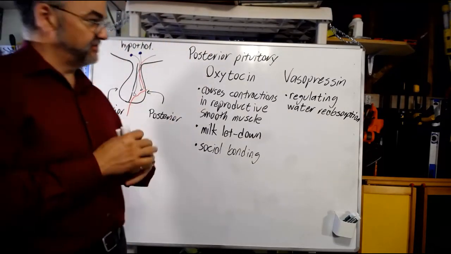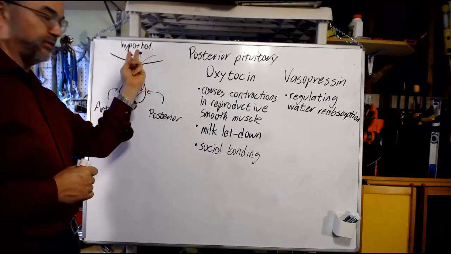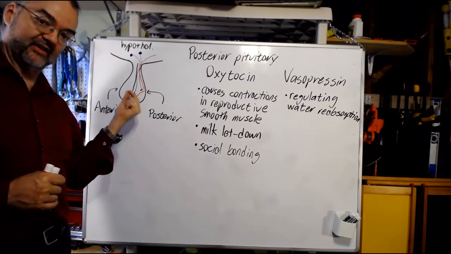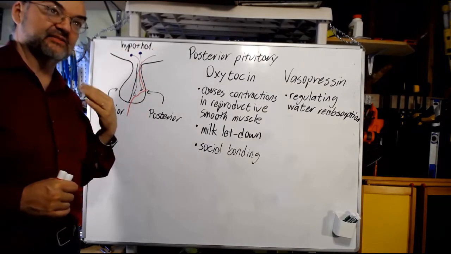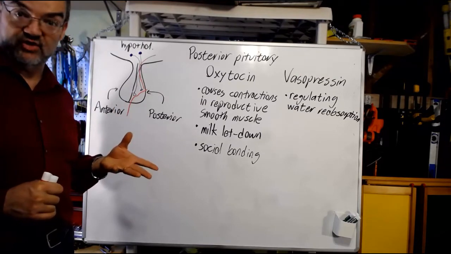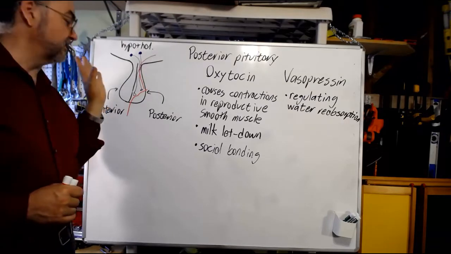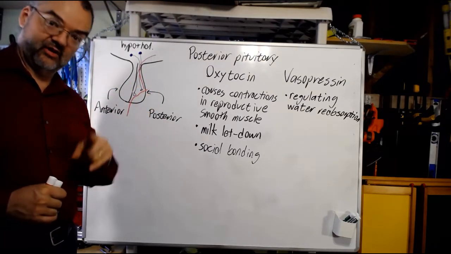In any case, these two hormones are made in the hypothalamus, travel down these axons into the posterior pituitary, and are released there into the blood. So the signal that causes their release is mostly neuronal. That comes from signals in the nervous system. The anterior pituitary, on the other hand, is actually glandular tissue. We're going to talk about that in just a moment.